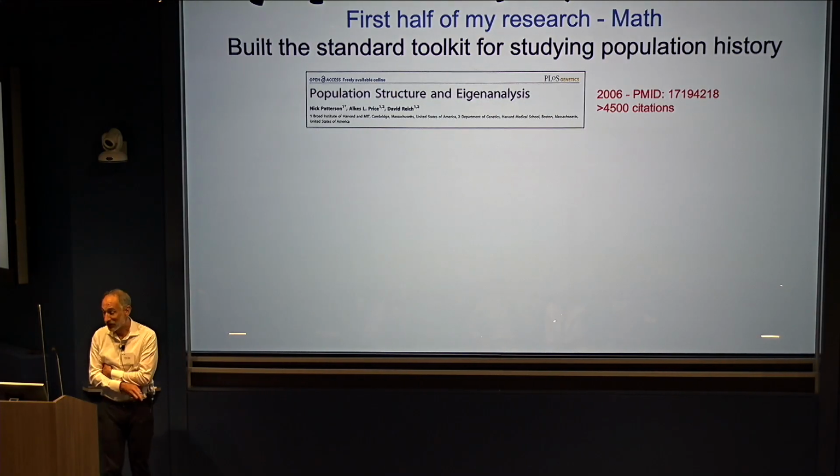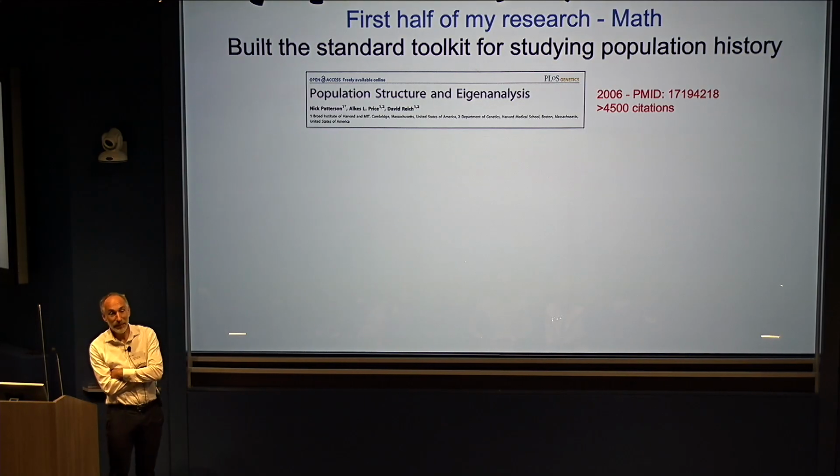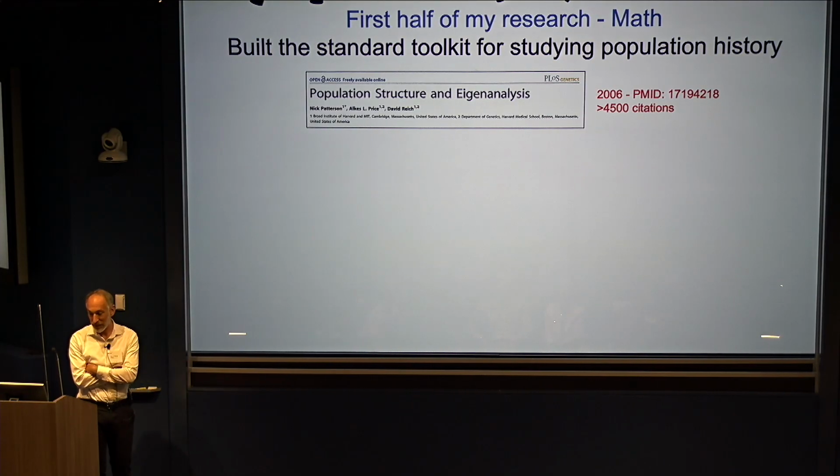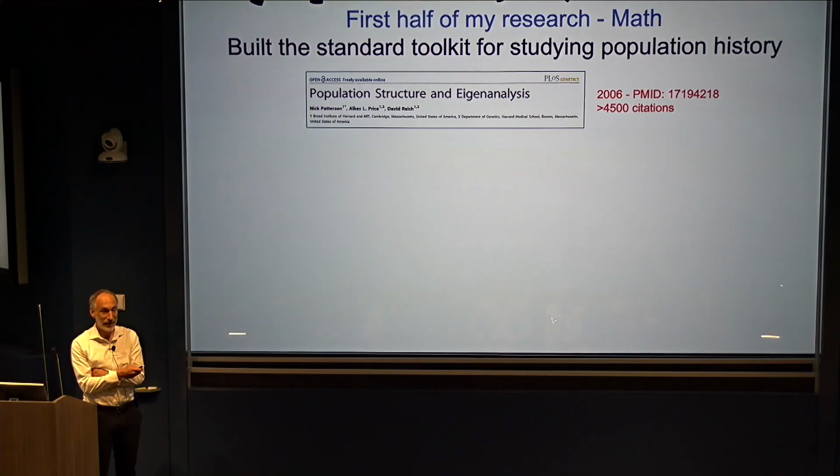So I'm going to begin by talking about the first half of my own research, which is mathematical and statistical methods development. And Nick Patterson and our group have really built what's now become the standard toolkit in a lot of ways for looking at human population history. This is a paper we published in 2006 about the application of principal component analysis to studying genetic structure. This was with my first postdoc, who was also a Renaissance employee, who had been hired by Nick, Alkes Price, who had been at Renaissance for 5 years.